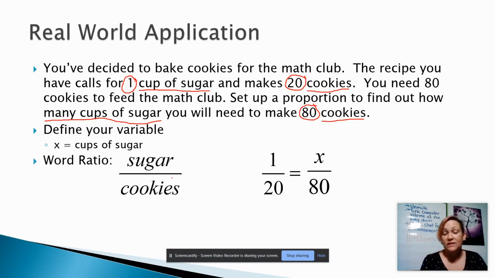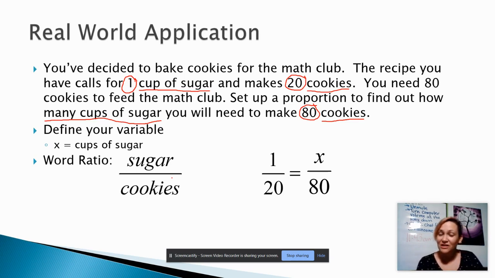Again, you just have to stay consistent. You could flip-flop both fractions. So you could put cookies on top and sugar on the bottom. So you could have 20 over 1 and 80 over x, and you'll get the same answer. Just make sure you're staying consistent. It's the key to solving these problems.